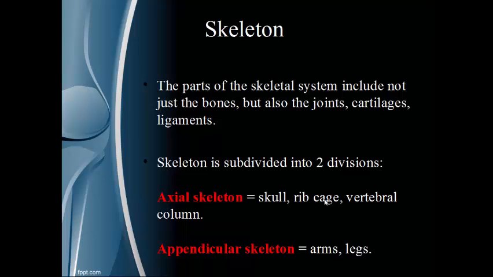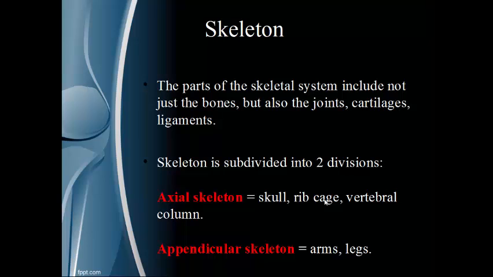Alright, the skeletal system is not just the actual bones of the skeleton. Of course, that is the biggest part. But in addition to the bones, you also have different forms of cartilage, different types of ligaments, different kinds of joints. So all that together is the skeletal system.